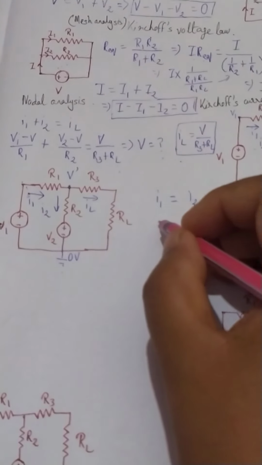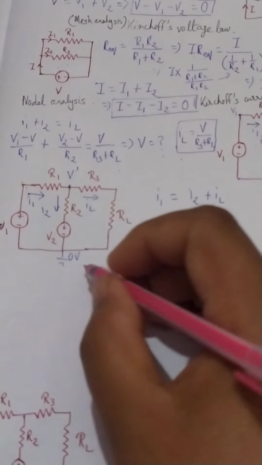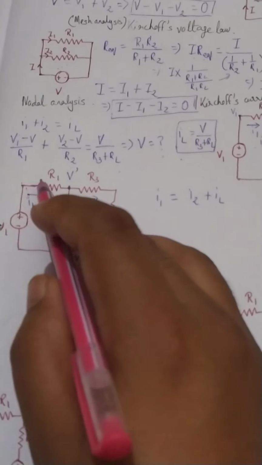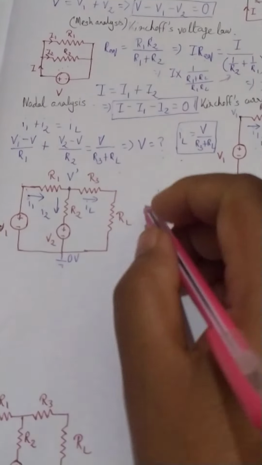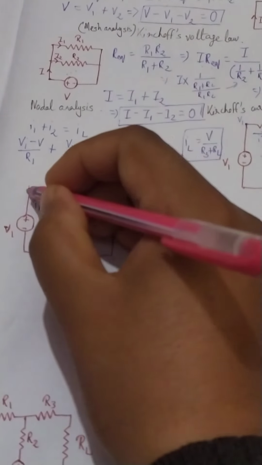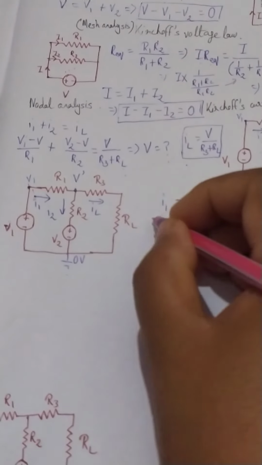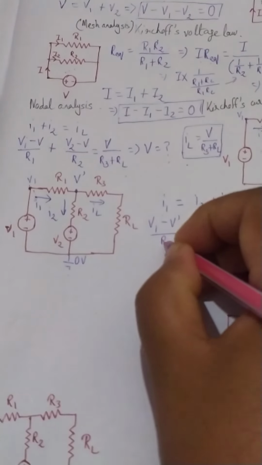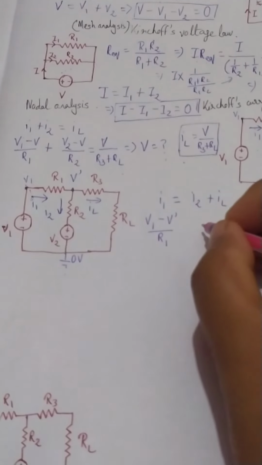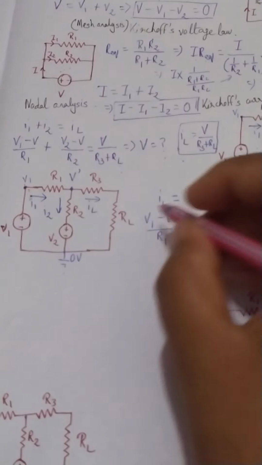Now, what is I1? I1 is the current passing through R1. So that is the potential difference by the resistance. At this point, the potential is V1, already described. It would be (V1 minus V dash) by R1. That should be equal to I2.